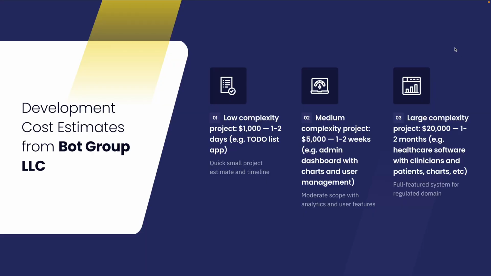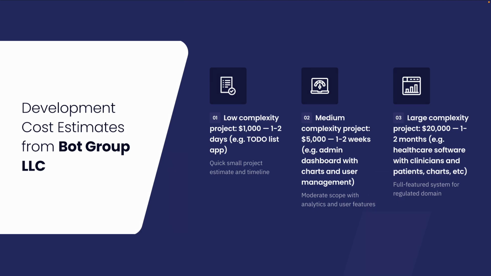A medium complexity project, such as an admin dashboard with some charts and user management, could be between 1 and 2 weeks, and it could cost about $5,000. And finally, a large complexity project could be $20,000 or more, could take quite some time, 1 to 2 months or more. And this could be a large healthcare software with clinicians, patients, charts, uploading images, managing all that sensitive data.